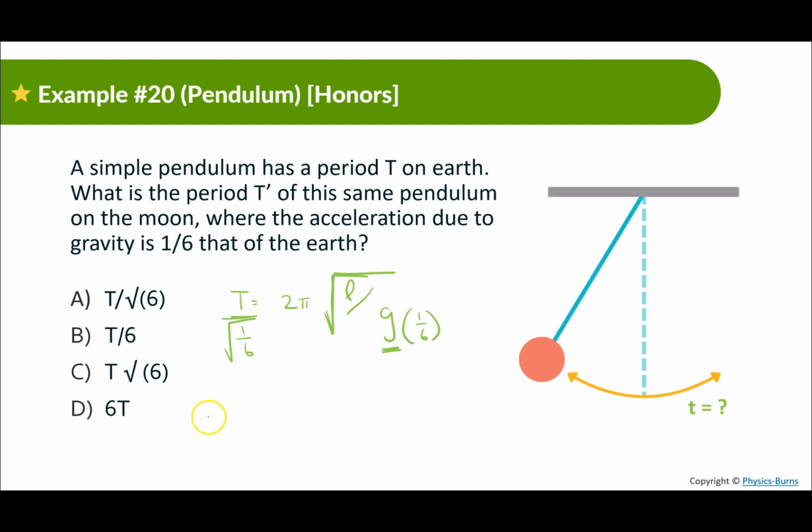Okay, so we can see that this period is going to be affected. If we change things around, it's going to be T times the square root of 6. Sorry, the square root of 1 over 1/6. I kind of flipped it because it was in the denominator here. And then we can see that it's going to be C, because this simplifies. Square root of 1 is just 1, so it's just T square root of 6. So it is going to take longer to complete the swings.